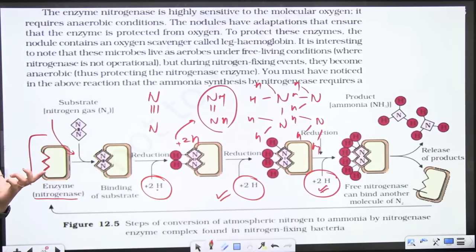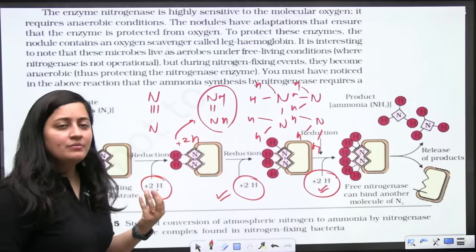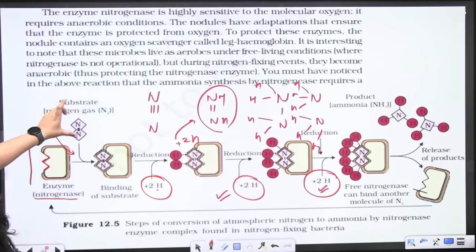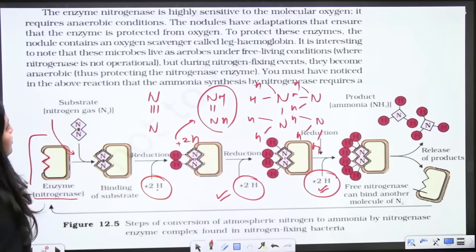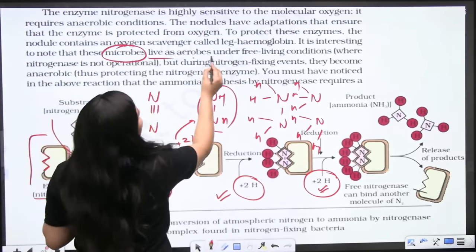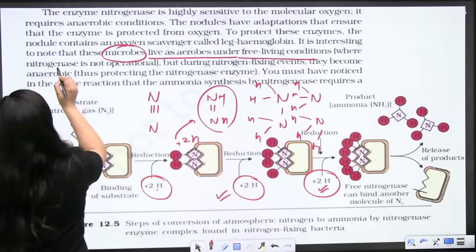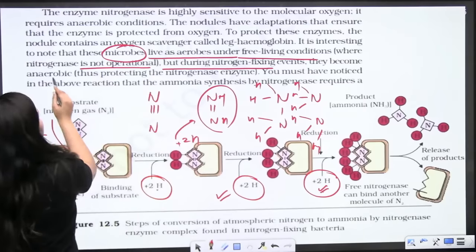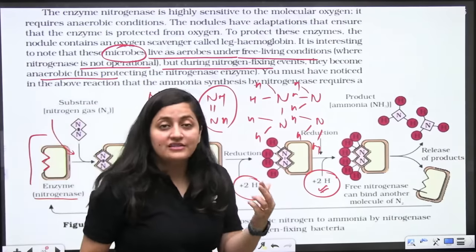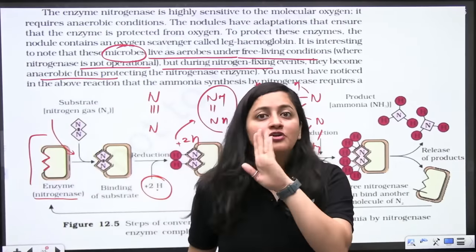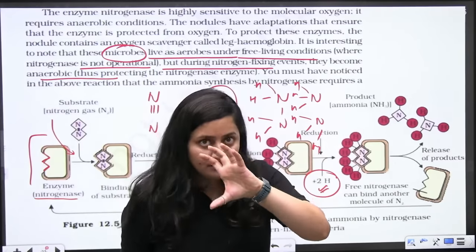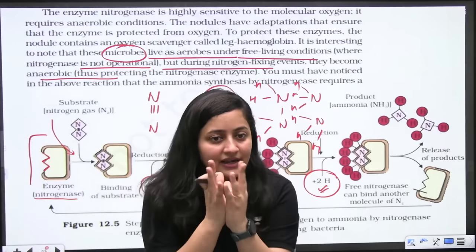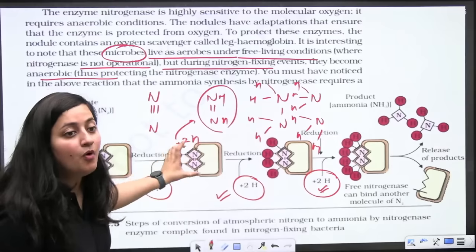So, the oxygen scavenger is your leghemoglobin. Leghemoglobin means legume hemoglobin. Oxygen scavenger it is, so remember that. These microbes live as aerobes under free living conditions, where nitrogen fixation is not operational. But during nitrogen fixation, they become anaerobic. Meaning Rhizobium, when living freely, is not fixing nitrogen because it is aerobic. But when it starts living in the symbiotic association, it is anaerobic and it will fix the nitrogen. Important it is.